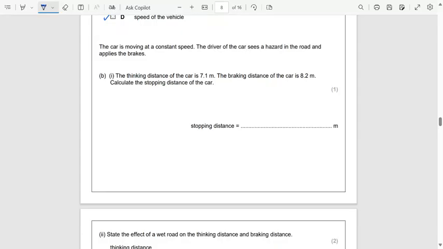The car is moving at a constant speed. The driver of the car sees a hazard in the road and applies the brakes. The thinking distance is 7.1 metres. The braking distance is 8.2 metres. Calculate the stopping distance. So, if this here is the thinking distance, and then we have the braking distance, to calculate the stopping distance, we add them together. So we've got 7.1 metres plus 8.2 metres is 15.3 metres.